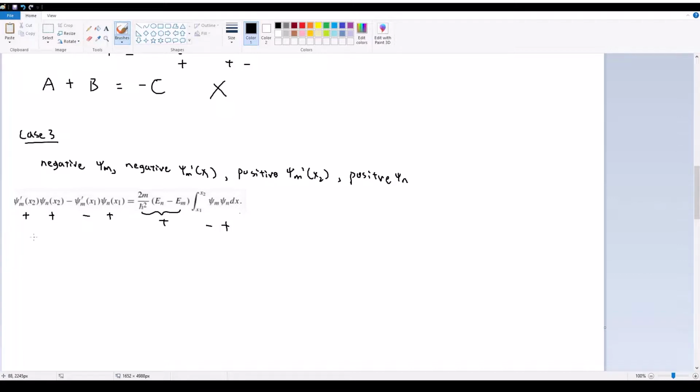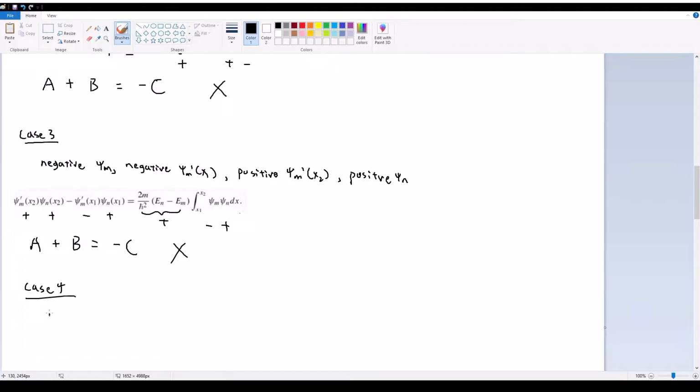So we get some positive thing, A, subtracted by some negative thing, which becomes added to some positive thing, B, is going to equal some negative thing, negative C. So once again, this doesn't work. Case 3 cannot ever happen. Now let's look at case 4.